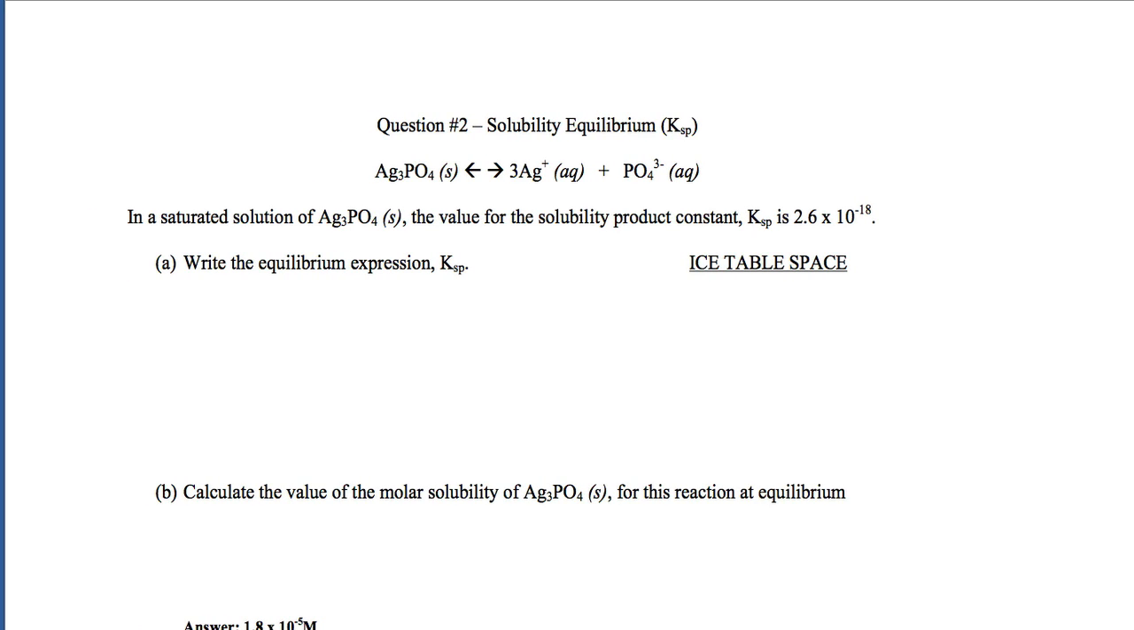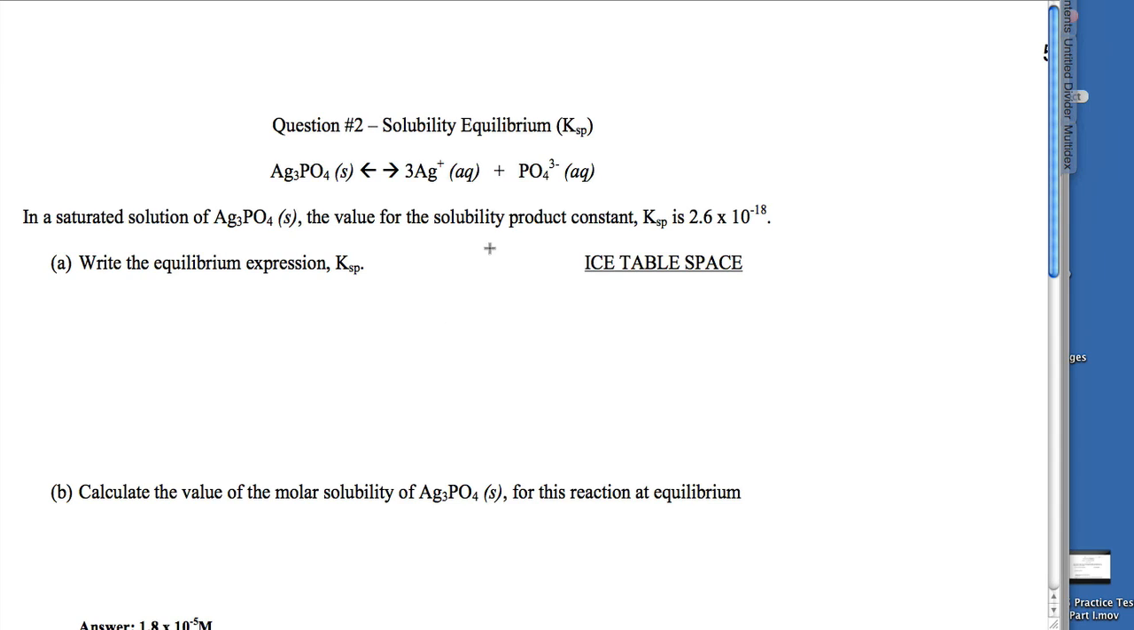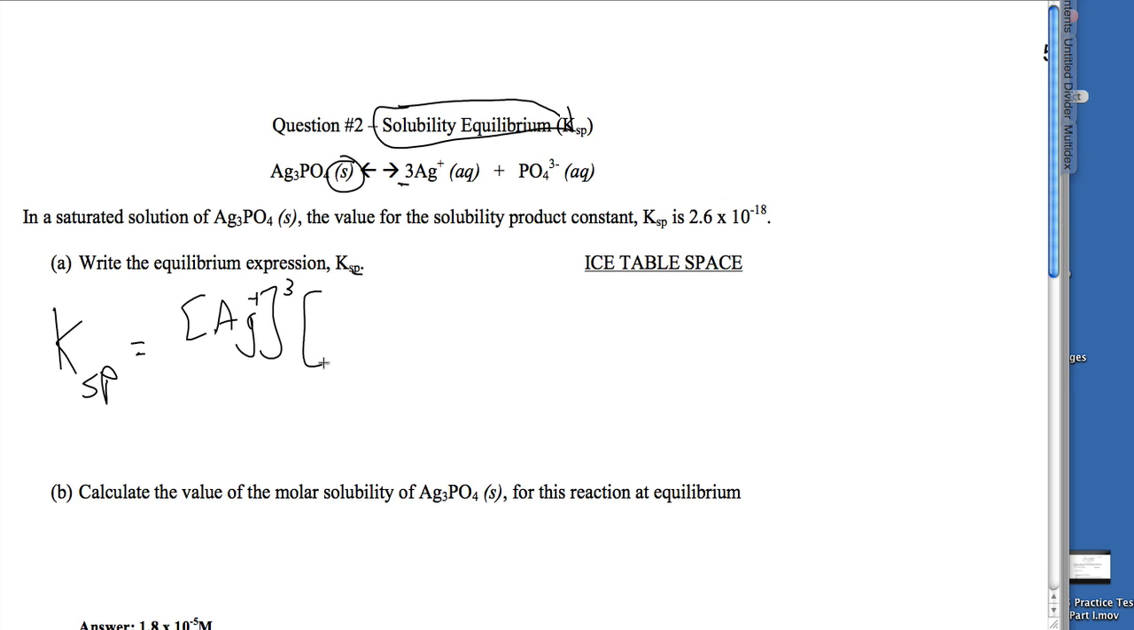This is the KSP problem. Again, immediately we're going to write the K expression. In this case, it's KSP, which deals with solubility. One of the things that tells us that is that we have a solid here initially. So KSP in this case is going to be equal to the concentration of the silver ions raised to the third power because of the coefficient 3, multiplied by the concentration of phosphate ions raised to the first power, all over 1. There is no denominator because we're starting with a solid, and only gases and aqueous species count in equilibrium.